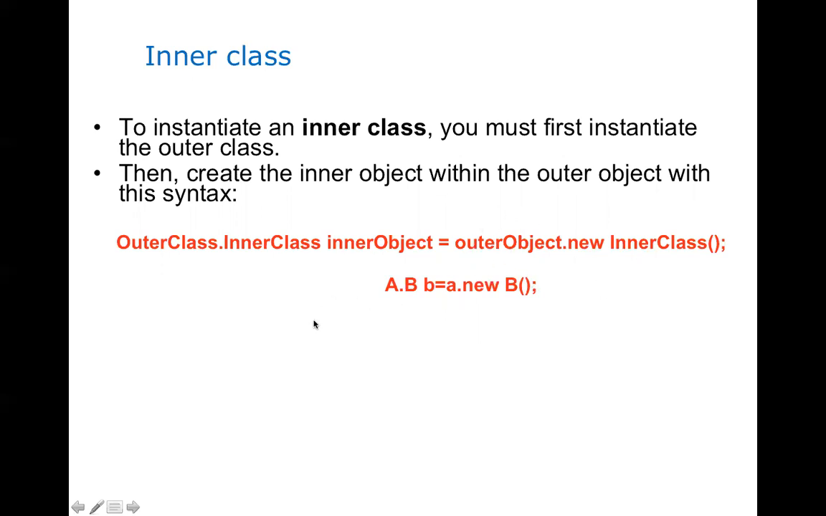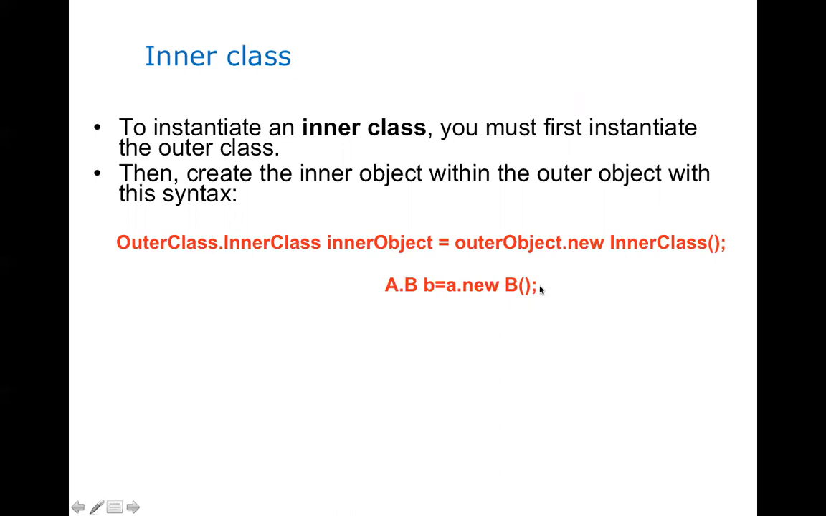Let us assume you have A and B classes. A is the outer class and B is the inner class. Now how do you create an instance of inner class B? So this is the syntax, right? A.B b = a.new B(), where b is the reference variable and a is an object of outer class A. That means new B creates an object, and this object exists within the object of the outer class.